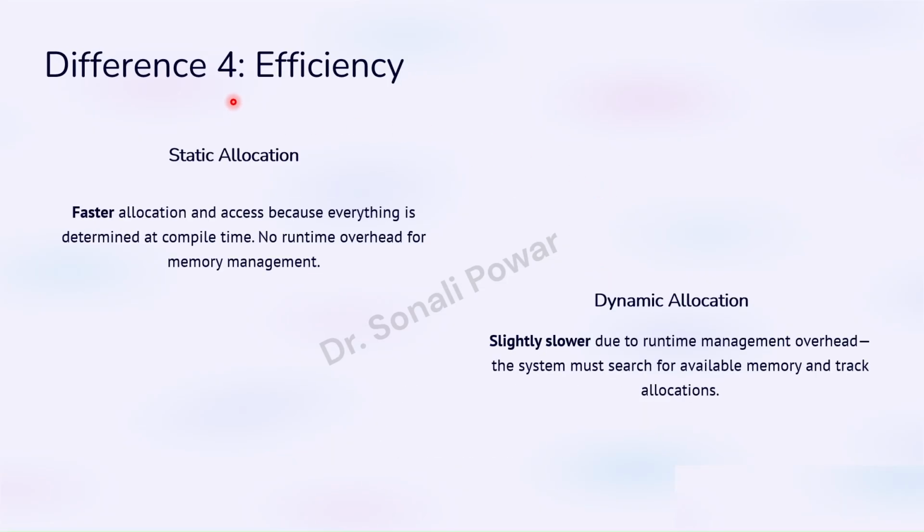Next difference is based upon efficiency. In case of static memory allocation, it provides faster allocation as the memory is allocated at compile time, as well as faster access to any elements of the static memory. But in case of dynamic allocation, it is slightly slower than static memory allocation because it has the overhead of memory management. Every time you have to keep track of how much memory got allocated.